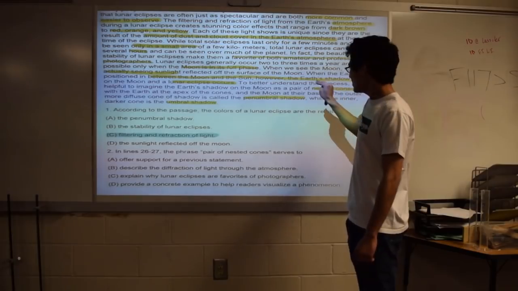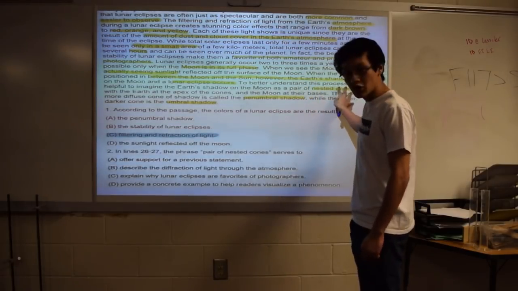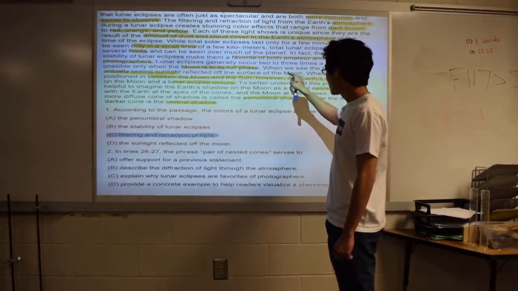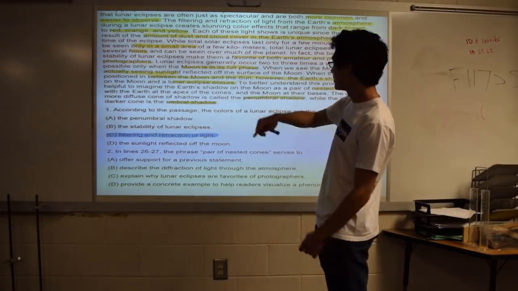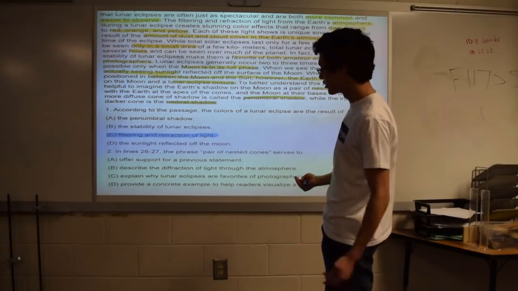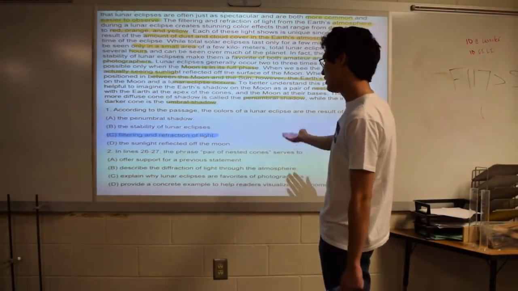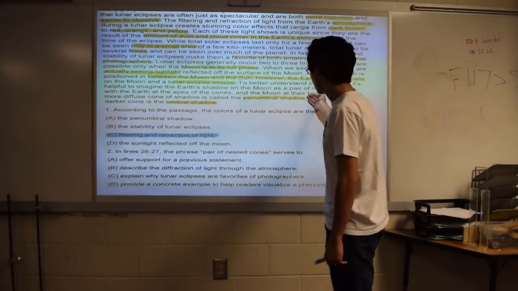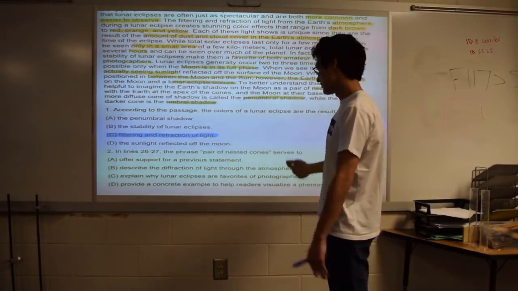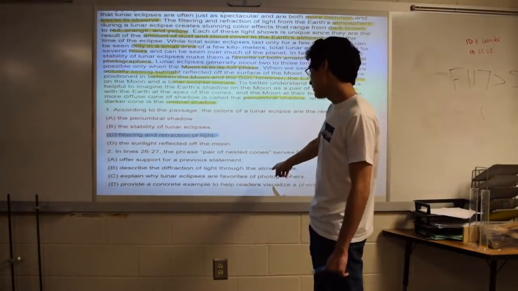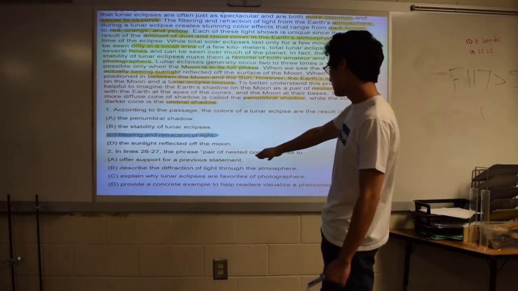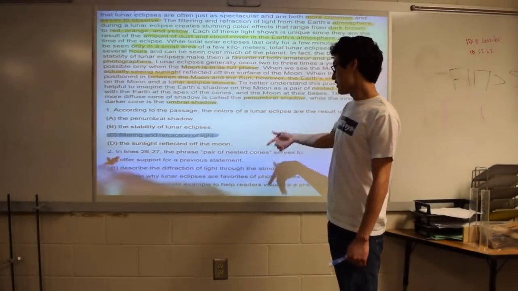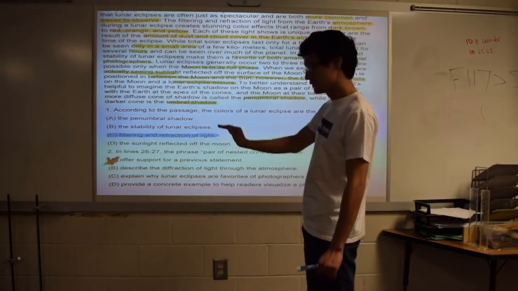So this nested cones thing is a sort of analogy that they're using to explain the concept of why lunar eclipses occur. So does that seem like any of the answer choices? Offer support for previous statement. It's not offering anything supportive, it's just explaining something. So it's not A. B. Describe the diffraction of light through the atmosphere. It's talking about lunar eclipses and not light diffusing through the atmosphere, so we can cross that one off too.